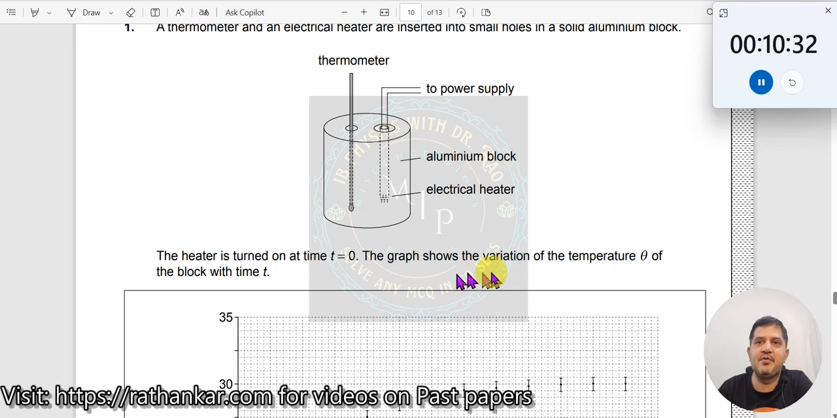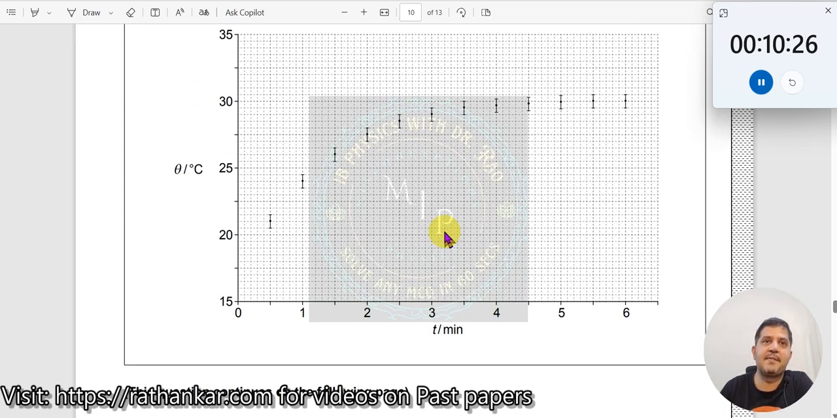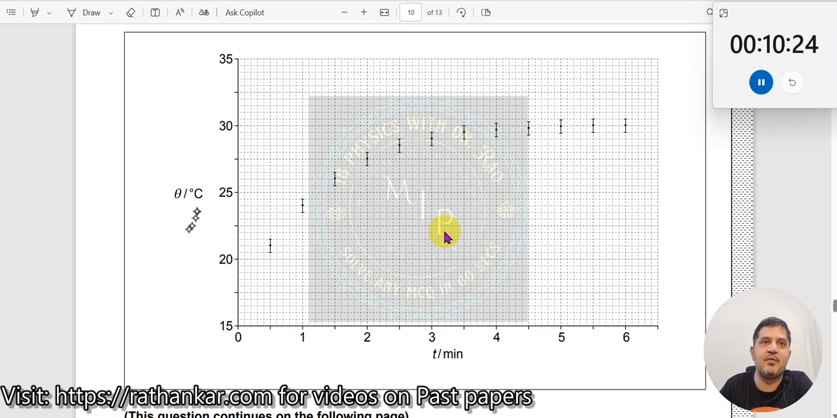Okay, the graph shows the variation of the temperature theta of the block with time t. Okay, what is the graph? The graph shows theta with respect to time t. Theta is nothing but temperature over here, right? So therefore, let me start this temperature versus time t. So you see there are some error bars being given and you have plots over here.